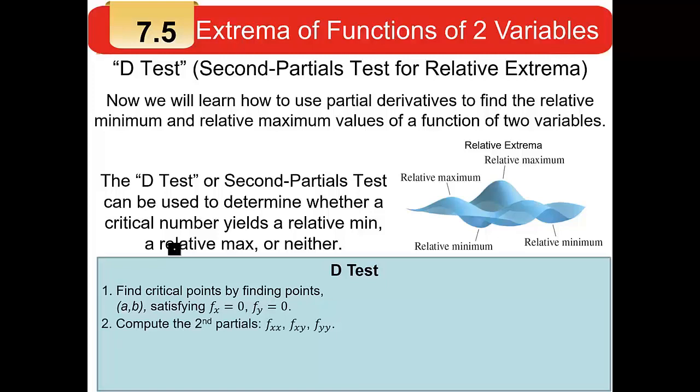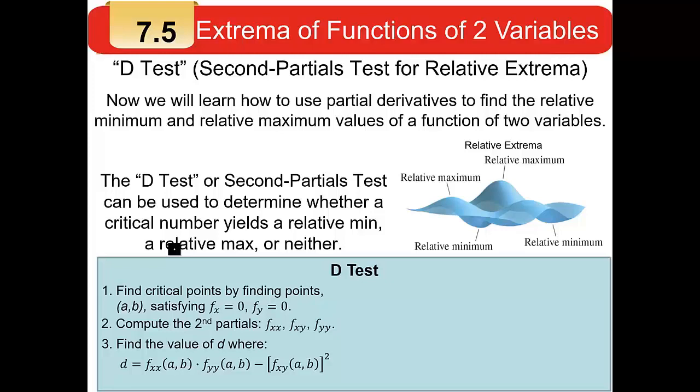Then you're going to need your second partials, and actually you only need 3 of them. You need the xx second partial, you need the yy second partial, and you need one of the cross partials. You can either do xy or yx. It turns out for the functions we'll be dealing with, those two cross partials are the same anyway. So take the one you like best. And then you compute this quantity called d. And d is the xx second partial multiplied by the yy second partial, minus the square of the cross partial xy.